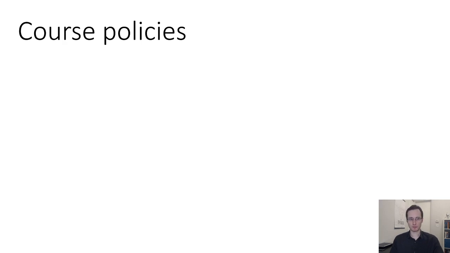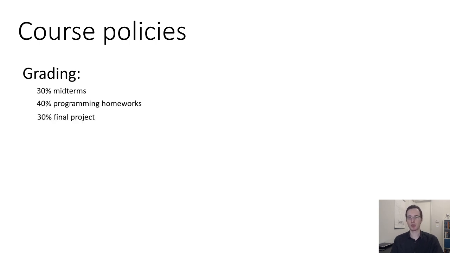Course policies. So your grade in this course will consist of about 30% midterms, so each midterm will be 15% of your final grade. 40% for your programming homeworks, so each of the homeworks is 10% of the grade, and then 30% will depend on the final project. So the final project is a large portion of your grade. It's as much as both midterms combined, so you definitely want to make sure that you get started on your final project early. In fact, you should feel free to start talking to some of your peers, to form groups, even right now.